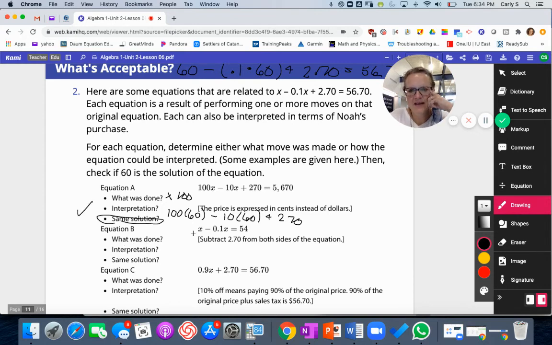Yes. So here we have x minus 0.1x equals 54. So what was done? We subtracted $2.70 from both sides. So let's check. Here, this is the price before tax. So we have 60 minus 0.1 times 60 equals 54. 60 minus 0.1 times 60 is 54. So that is a solution.